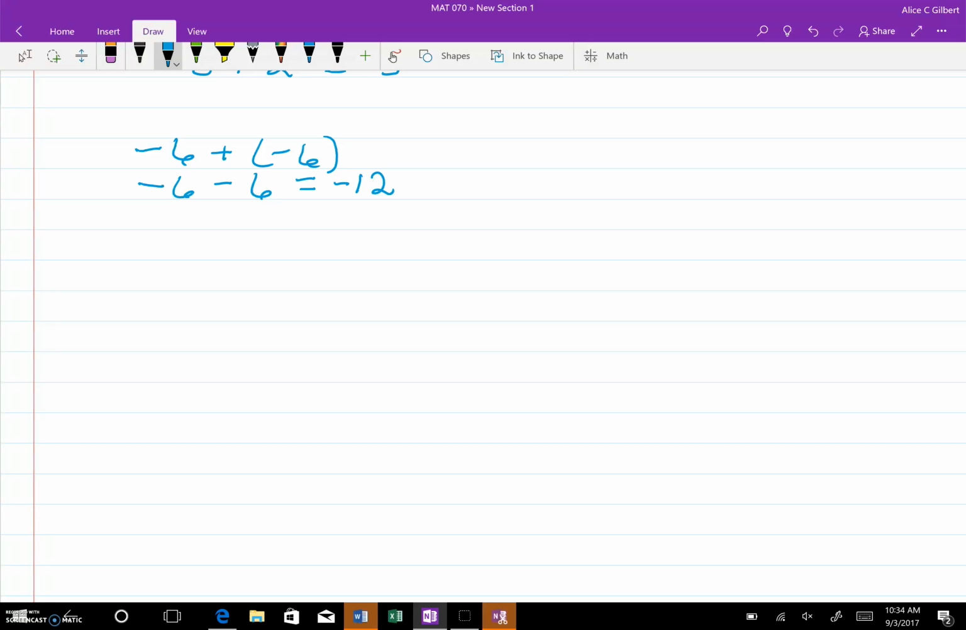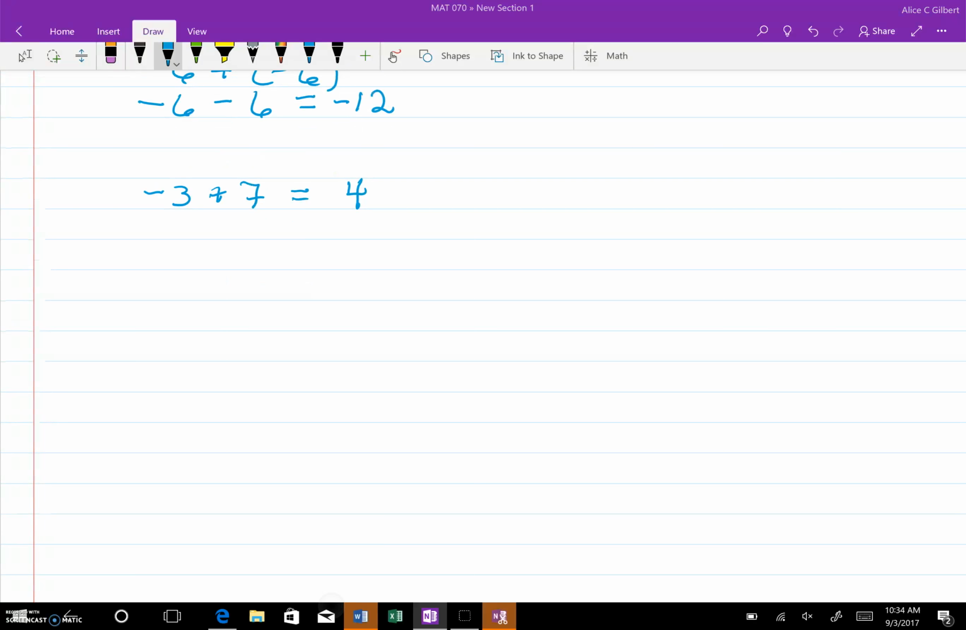Okay, let's do another one. Let's look at this one. This is an addition problem whose signs are different: -3 plus 7. So I subtract the small number from the big number and keep the sign of the big number. I'm done. Okay, let's look at this one: 6 plus -12. First, I need to get rid of these parentheses. Positive times a negative is a negative.